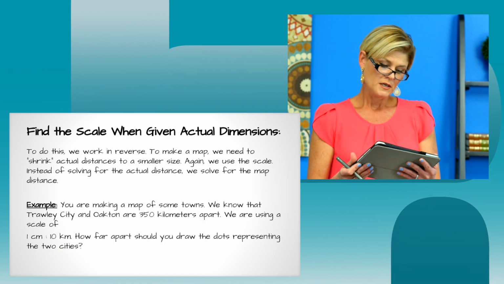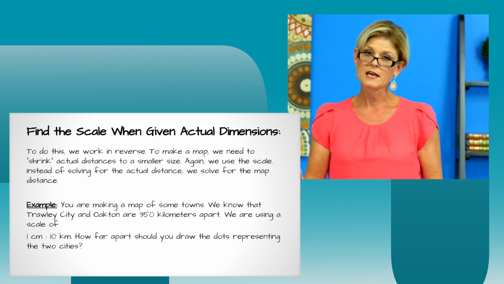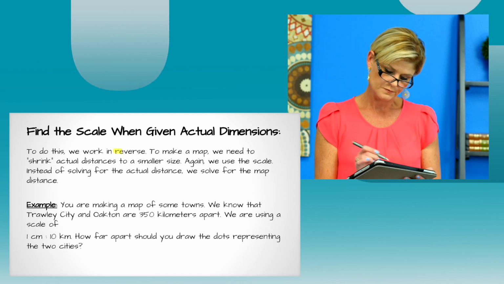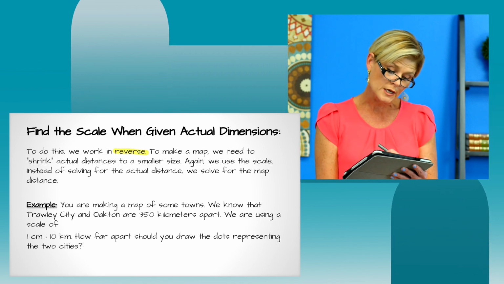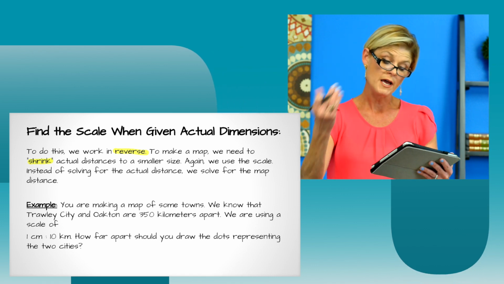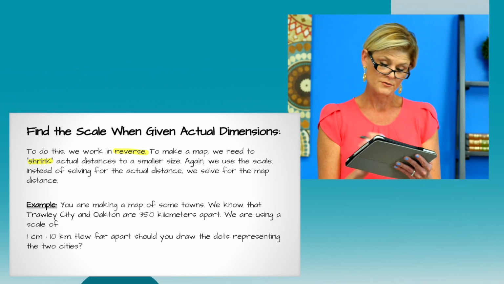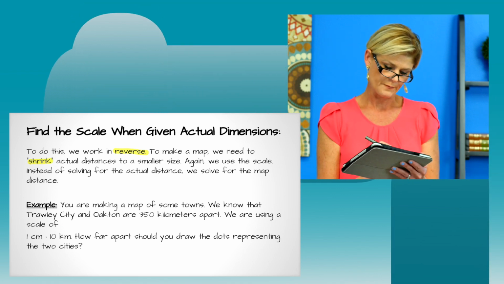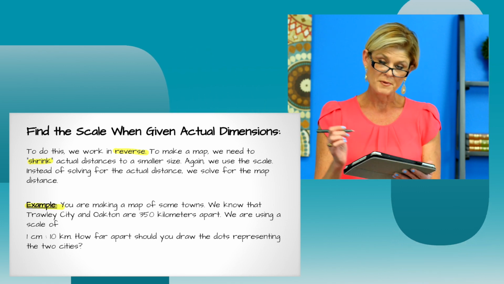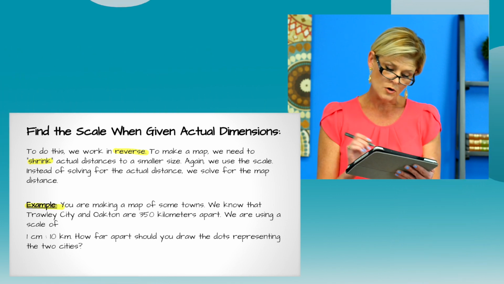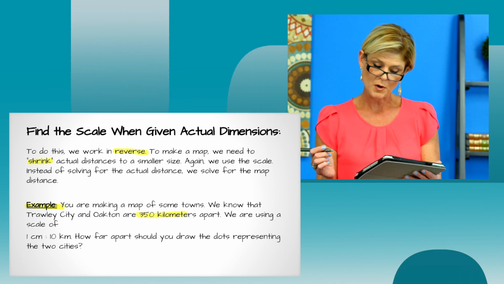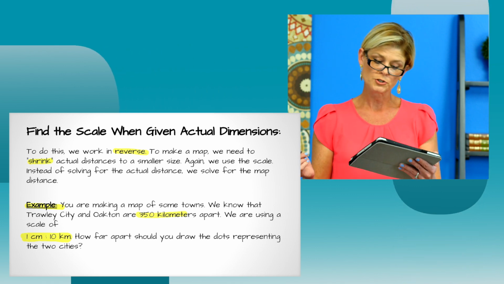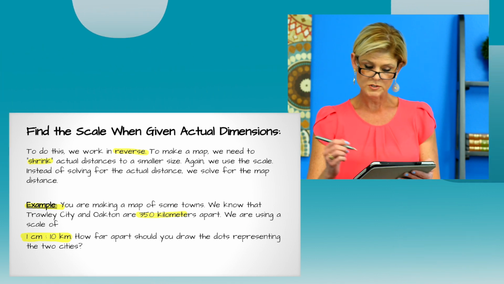Okay, now let's talk about how to find the scale when we're given actual dimensions. To do this, we're going to work in reverse. To make a map, we need to shrink actual distances to a smaller size. So again, we use the scale, but instead of solving for the actual distance, we're going to solve this time for the map distance. Here's an example. You're making a map of some towns, and you know that Trolley City and Oakton are 350 kilometers apart. We're using a scale of 1 centimeter to 10 kilometers. How far apart should you draw the dots representing the two cities?